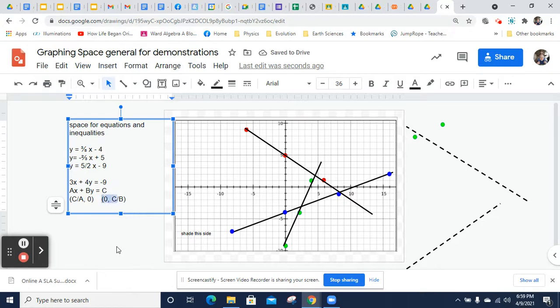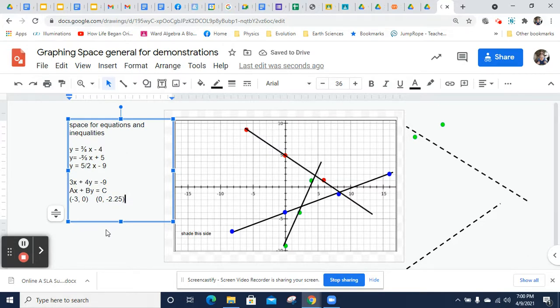Before I talk about that, let's talk about what these intercepts are. So c over a, c is -9, a is 3. So that's going to be -9 over 3, and we can reduce that to -3. The other one, I've got -9 over 4, and that's going to be fractional, which will be a little harder to plot. It's not impossible, but that's basically -2.25.